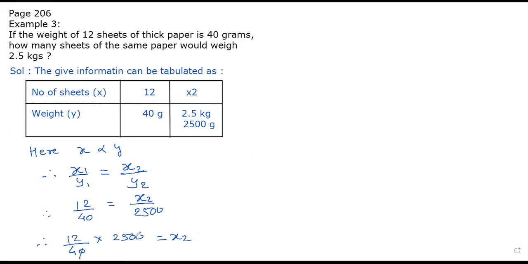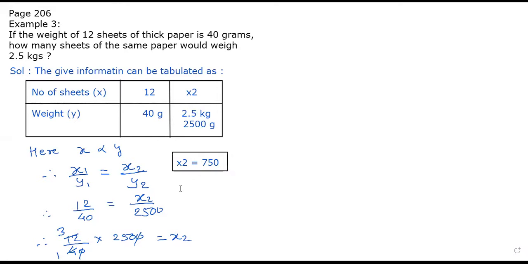Sir, 10. No, beta, 0 cancels with 0. 4 1s are 4, 4 3s are 12, and 250 into 3. X2 comes out to be 750. Are you understanding or no? Yes, sir.